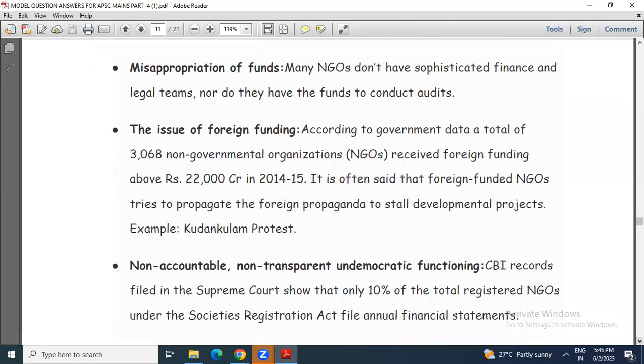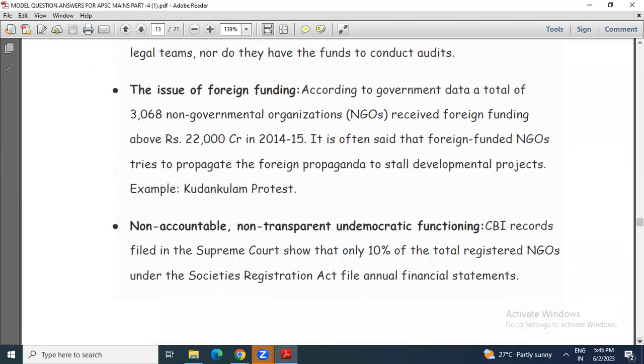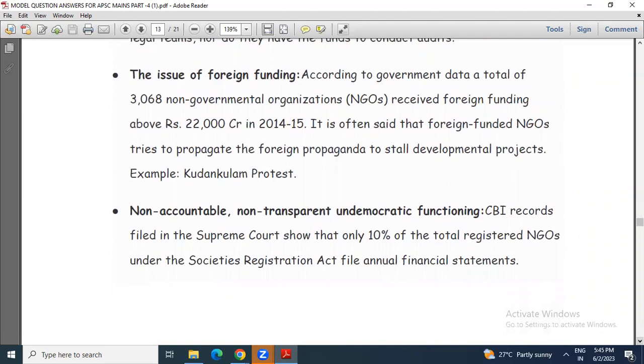Then the issue of foreign funding. According to government data, a total of 3,068 NGOs received foreign funding, like 22,000 crore in 2014-15. It is often said that foreign funded NGOs try to show that some problem is going on in the network.